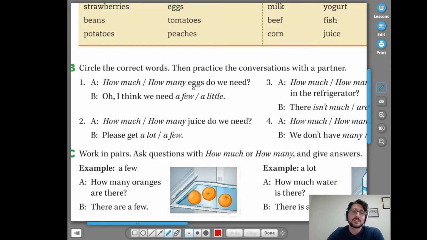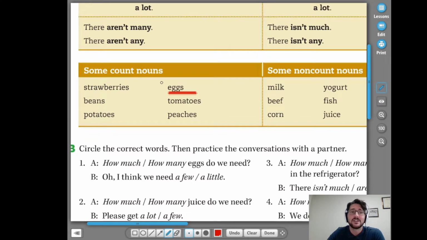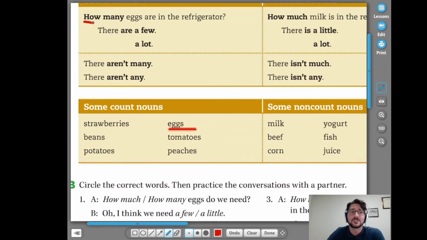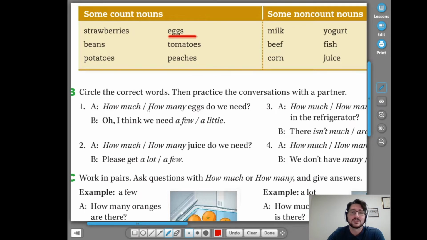Okay, so we think about this. This one's pretty easy, right? 아까 했어요. We did this one already. Eggs is a count noun. Count noun. So if we ask the question, how many? 해야지. So let's ask the question together. 따라 해보세요. How many eggs do we need?